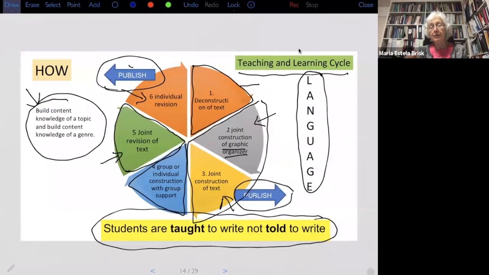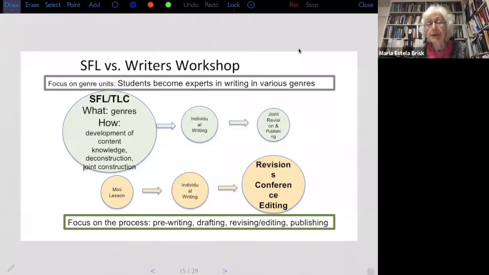And so that's a major premise of this approach, that if you're asking kids to write, no matter which content area, you have to teach them how. So I wanted to briefly show the difference between this approach, SFL, and the more common approach that I found in many schools, which is the writer's workshop.